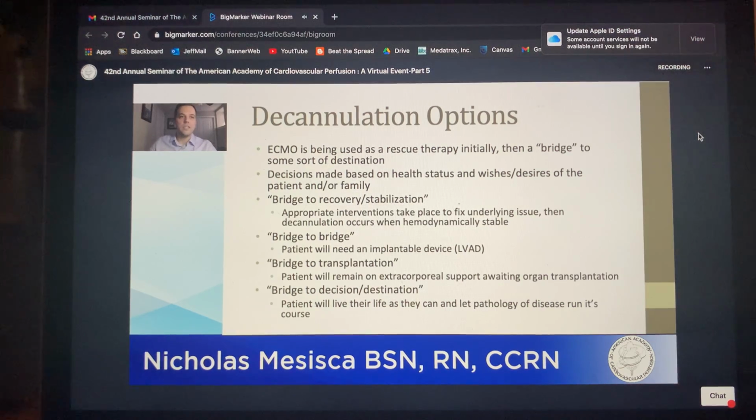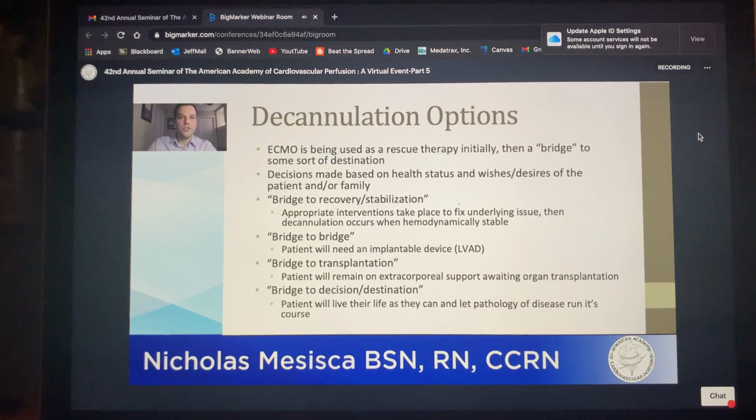So now on to decannulation. Once some testing and planning has taken place, it is time to figure out what the plan is going forward. This ECMO platform is now being used as a bridge to some sort of destination. The decision on where to go is based off of the health status of the patient and also what their long-term desires are. And if they are not of sound mind, the family needs to get involved.